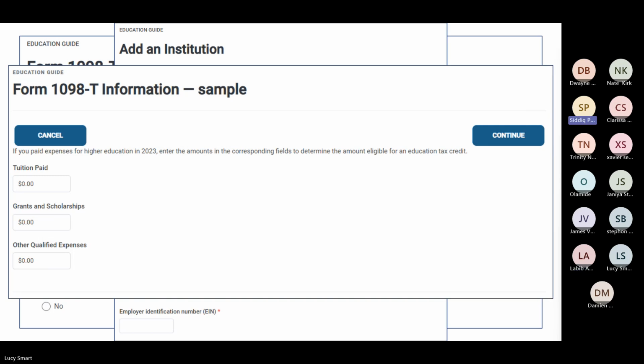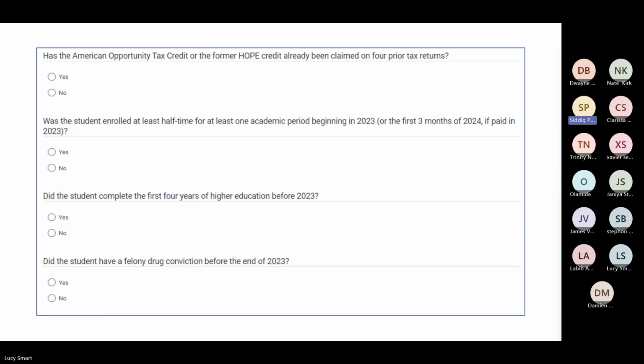Next, you'll enter the information about expenses: total tuition paid, usually in box 1, grants and scholarships that are in box 5, and any other qualified expenses. After that, TaxSlayer will prompt you to answer questions about the American Opportunity Credit eligibility, which is, has the American Opportunity Tax Credit or the former HOPE credit already been claimed on 4 prior tax returns? The next question is, was the student enrolled at least half-time for one academic period beginning in 2023? Did the student complete the first 4 years of higher education before 2023? And did the student have a felony drug conviction before the end of 2023?